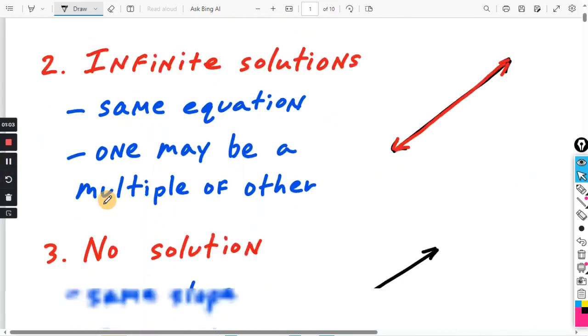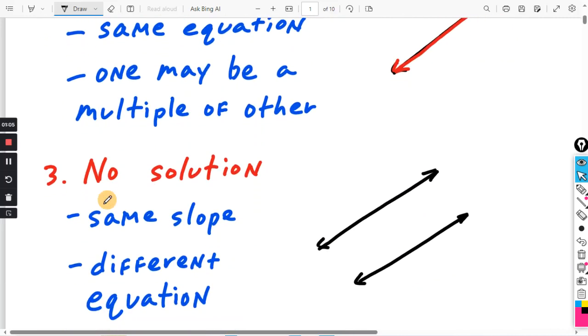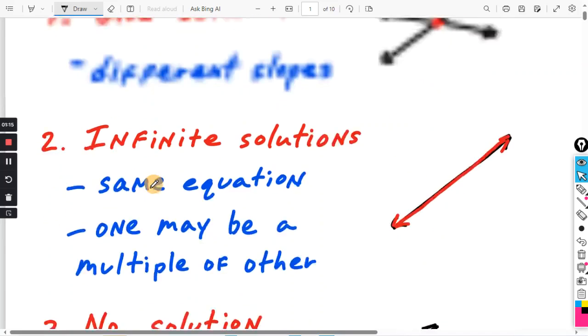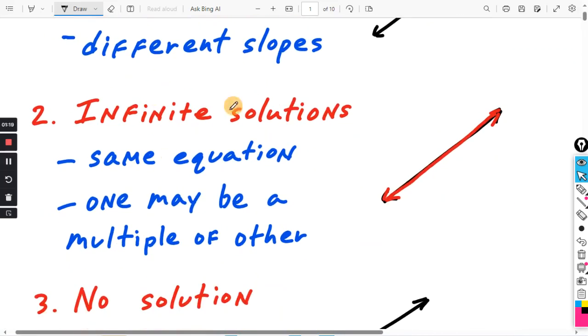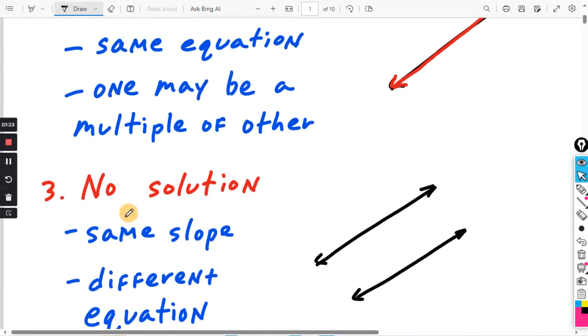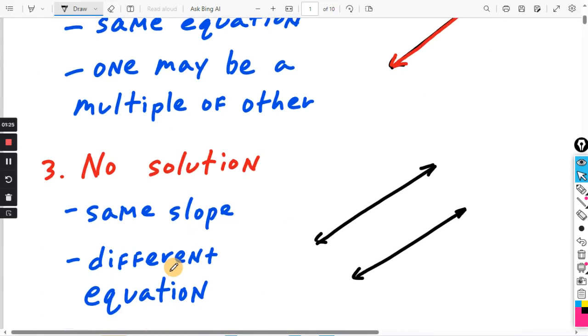And finally, scenario number 3 is no solution. It's going to be the same slope, but different equations. The lines will look like this. Basically, they're going to be parallel. So you want to remember: one solution, different slopes. Infinite solutions is the same equation. And no solution is the same slope, but different equations.